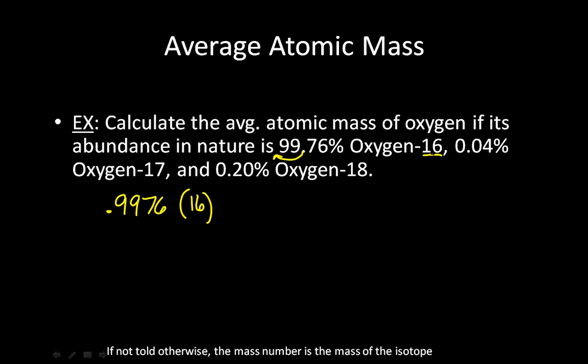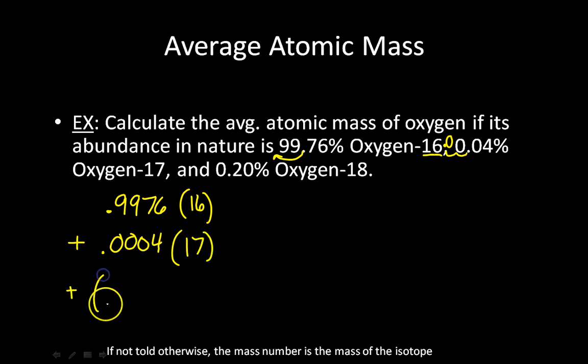Now, we're going to see in a minute that the mass number is not always the exact mass, but if you're not told otherwise, just assume that the mass number is the mass of that isotope. Okay, so that's oxygen 16. Oxygen 17 is 0.04%, so move that decimal place 2. So, there's going to be 3 zeros on that one. That's a common mistake. People forget to move the decimal place the right number of spaces.